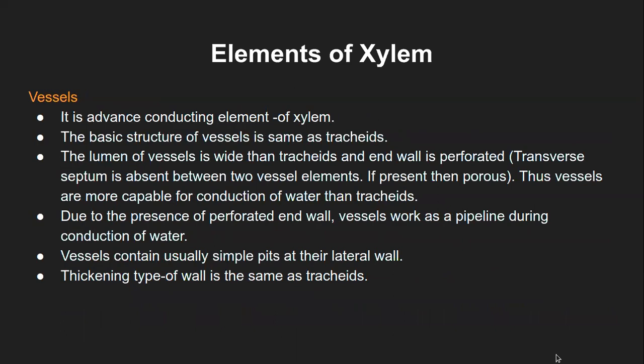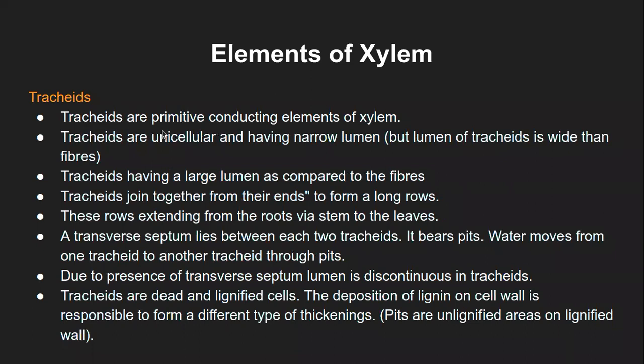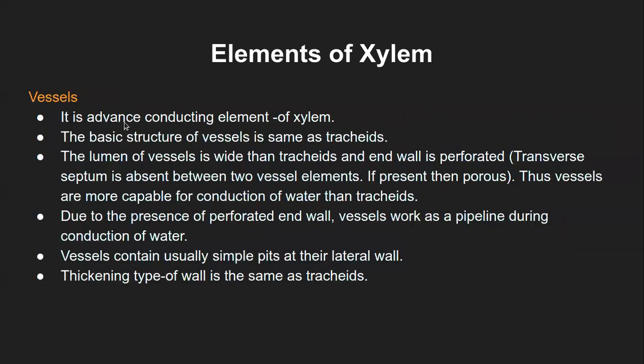Moving forward with xylem vessel, I'm not stopping for questions, but if you have, you can ask. So the xylem vessel is the advanced conducting element of xylem. Now this was also a conducting element, this is also a conducting element. Now you might wonder why it needs two different types of conducting element. It's nothing but just a structural deformity. Structural deformity means different types of structures being present in one type of tissue. So that's why there are two different types of these conducting elements.